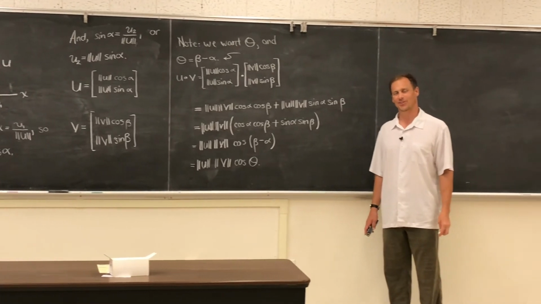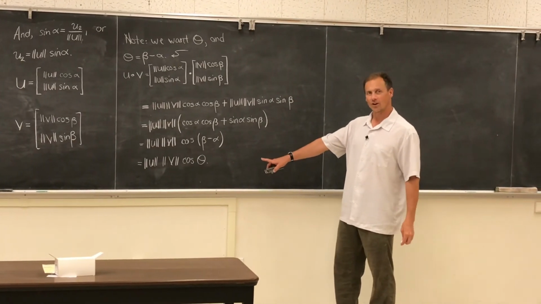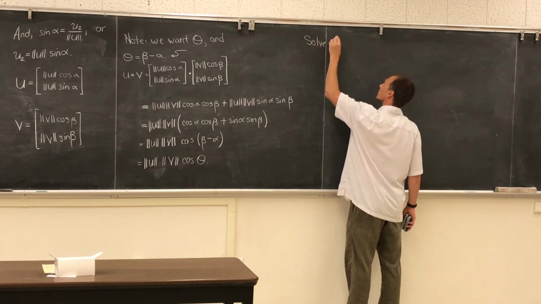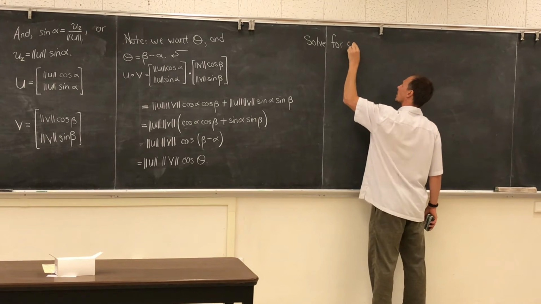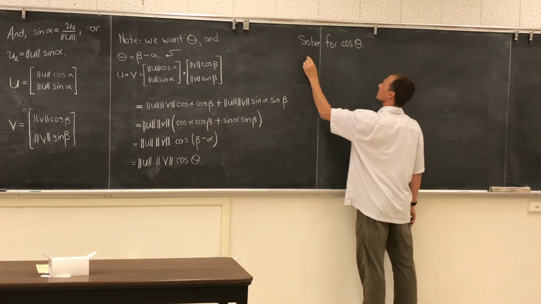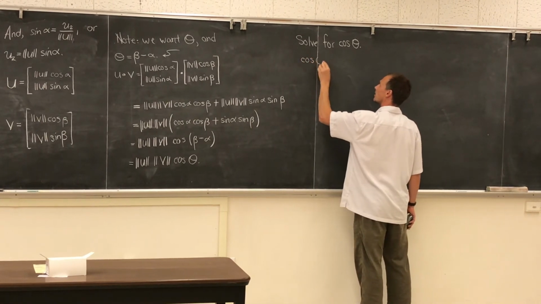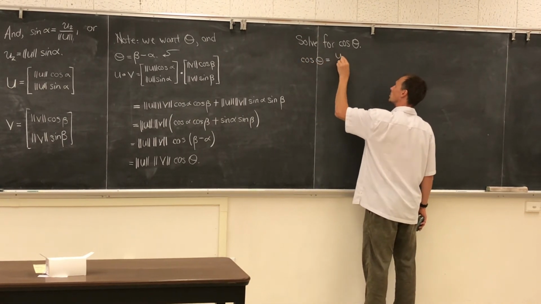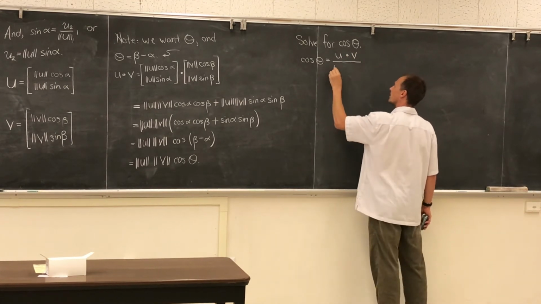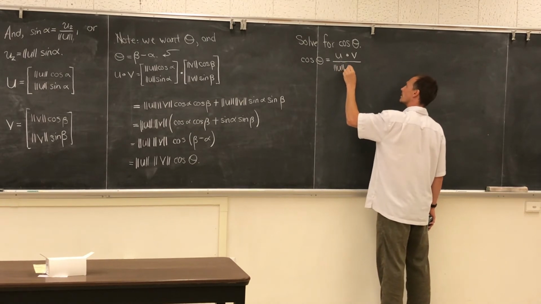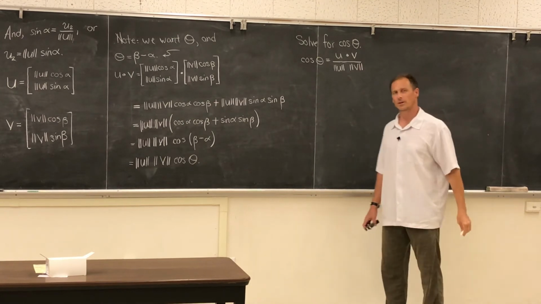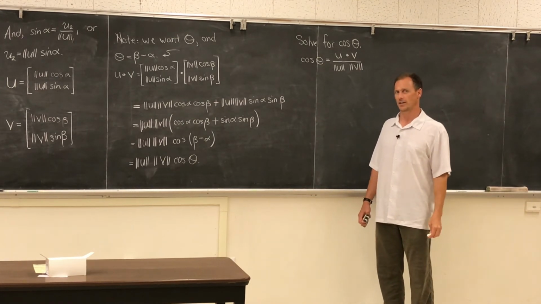Now, let's put this together. I'm going to solve for cosine of theta. So let's do that. Solve for cosine theta. And if we do that, what we get is this. We get the cosine of theta is equal to u dotted with v divided by the length of u times the length of v. Now, at this point, we need to stop and provide some clarity.